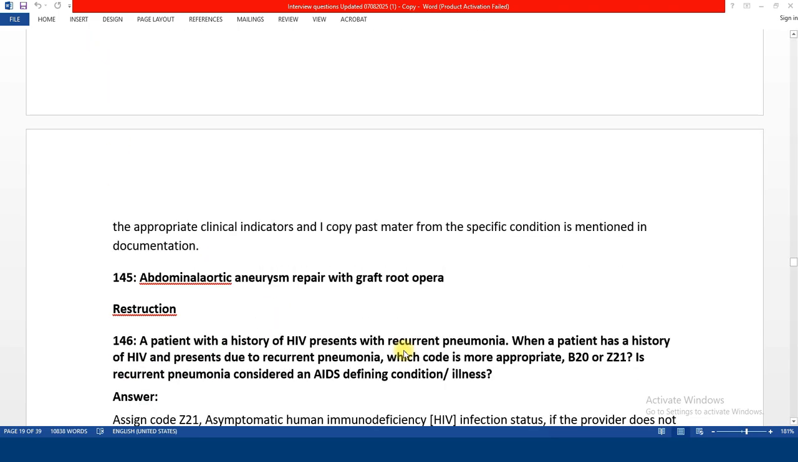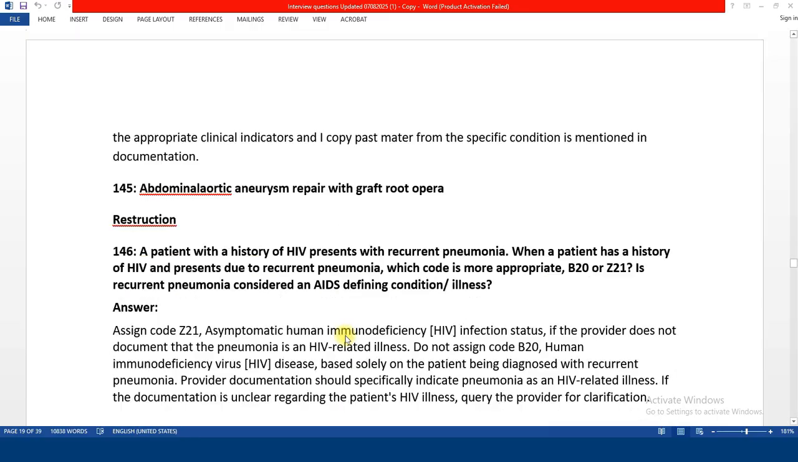Abdominal aortic aneurysm repair with graft, root operation? We will use restriction as the root operation for abdominal aortic aneurysm repair.